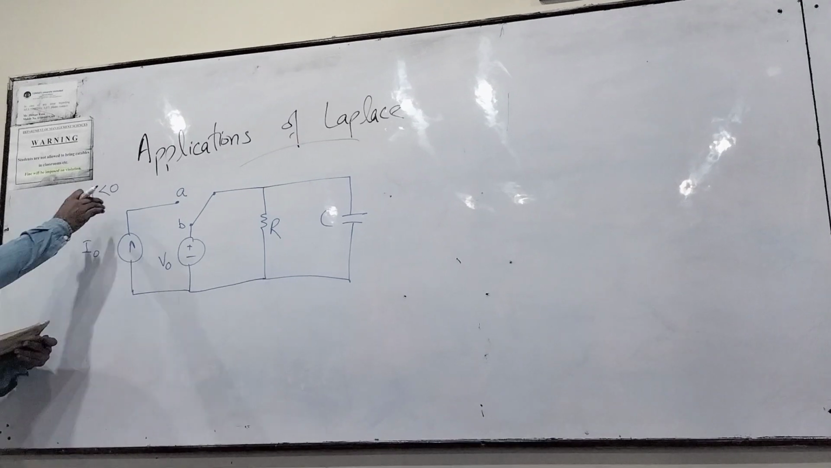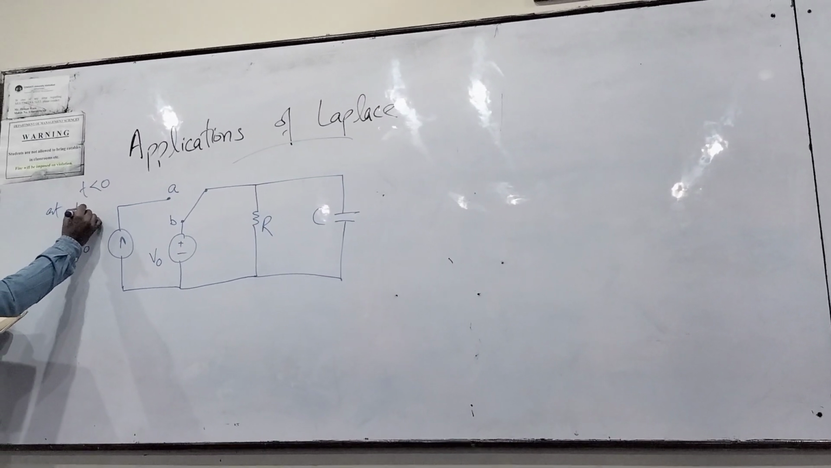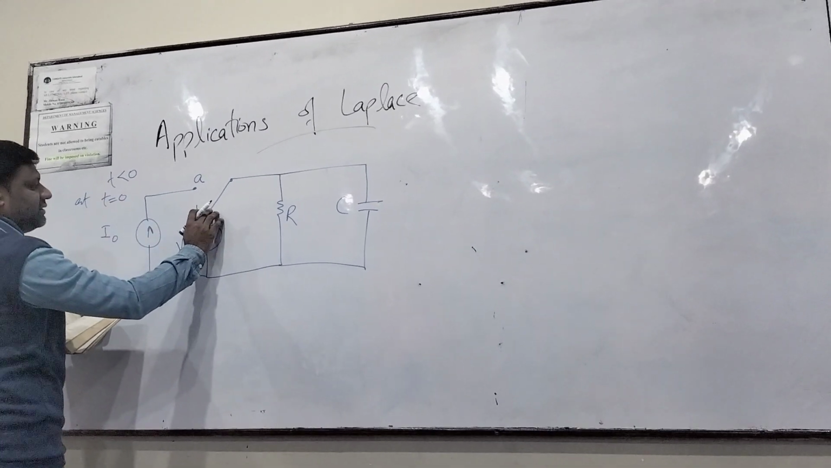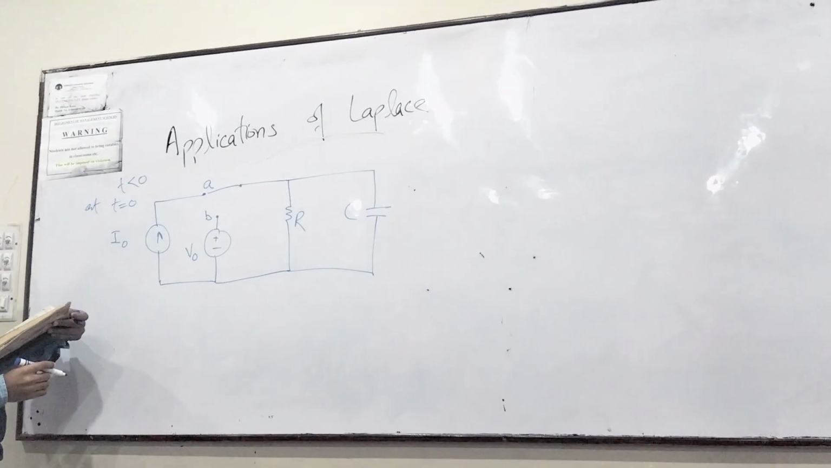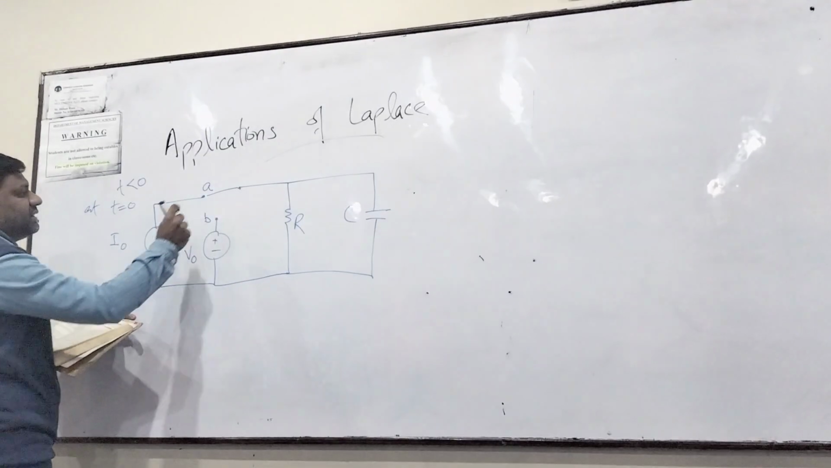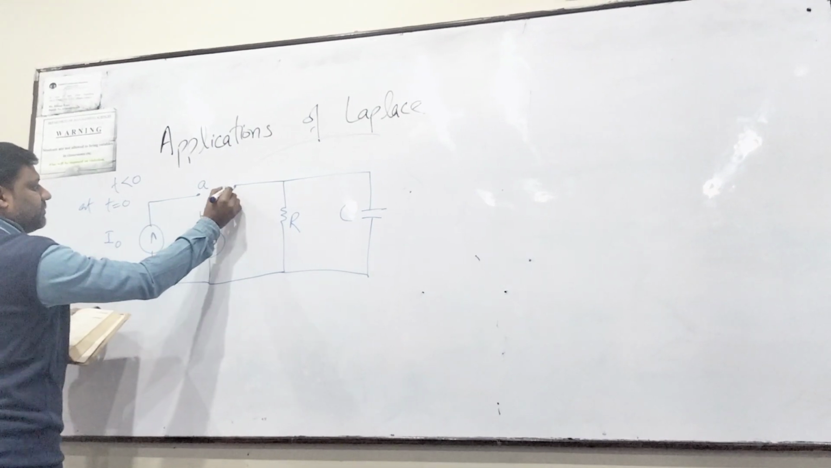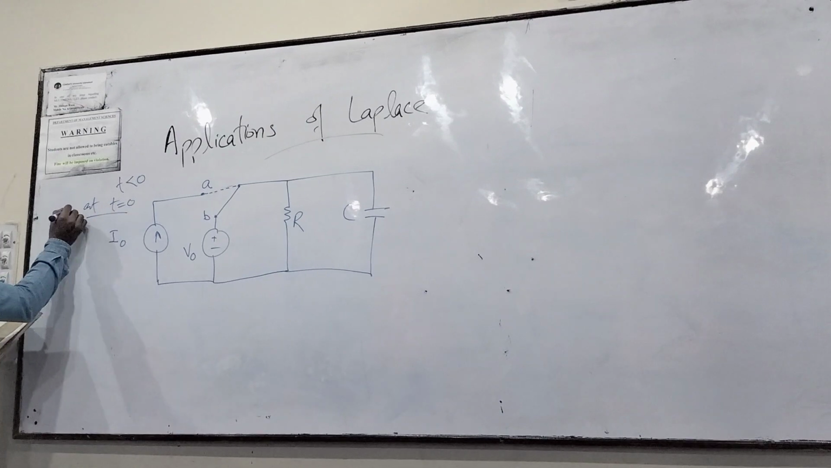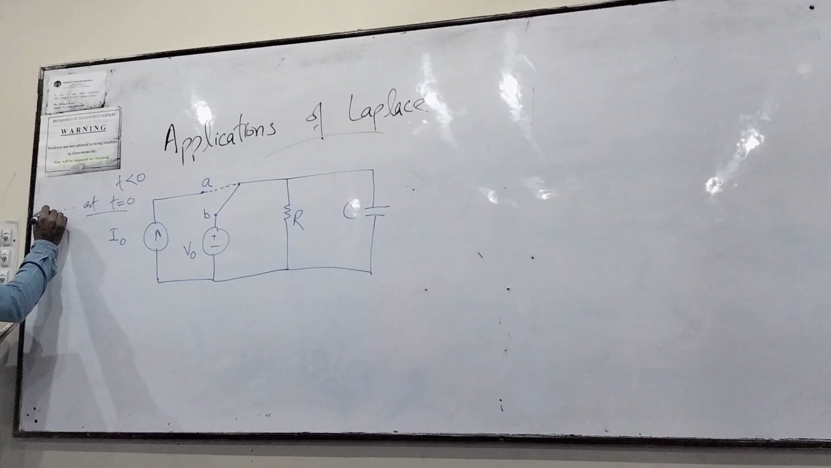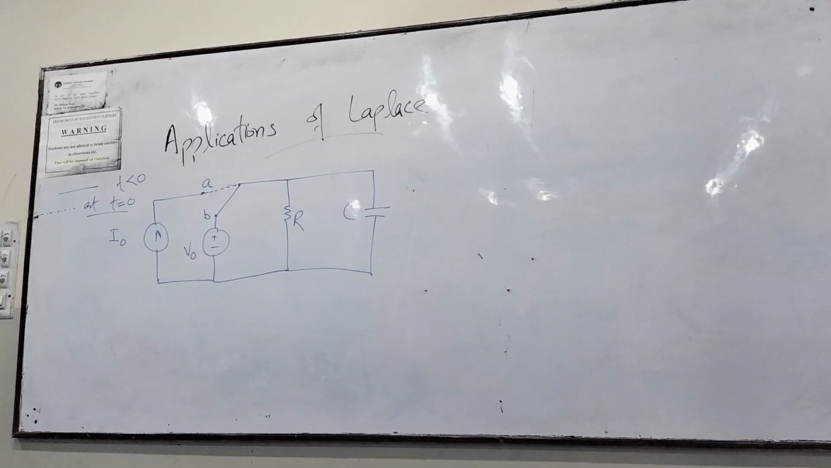Before the time t is equal to 0, it was connected at B. At time t is equal to 0, it's disconnected from it. Or let me draw this in dash lines, and that is all. Dash lines, and this is solid line.